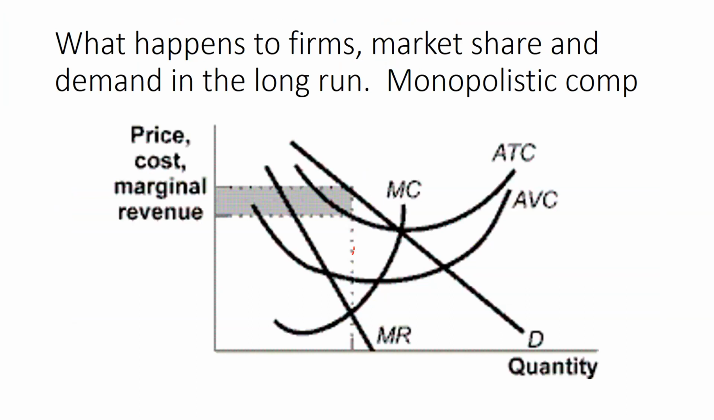All right. What happens to firms in the long run? So this is monopolistic competition. I'm asking what happens to firms in the long run.